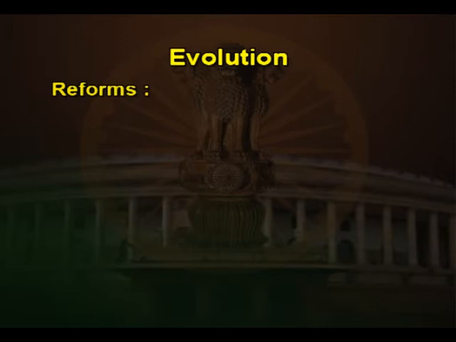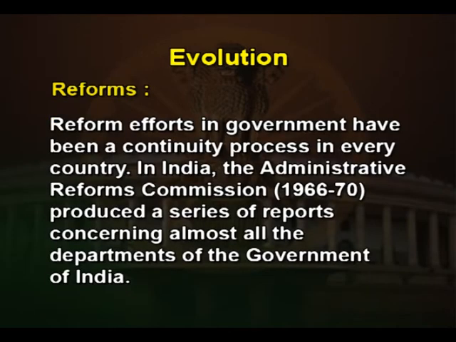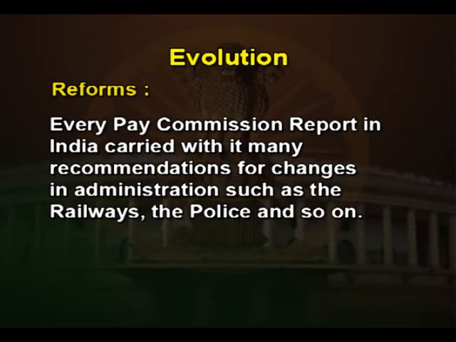Coming to the reforms, reform efforts in government have been a continuous process in every country. In India, the Administrative Reforms Commission, from 1966 to 70, produced a series of reports concerning almost all the departments of the government of India. Every pay commission report in India carried with it many recommendations for changes in administration, such as the railways, the police, and so on. Similarly, in the United Kingdom, there have been many major attempts to bring about significant changes at different levels of public administration.